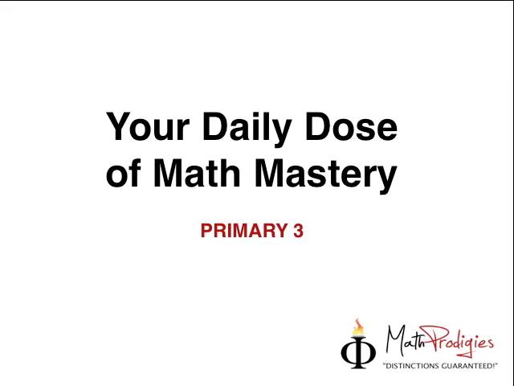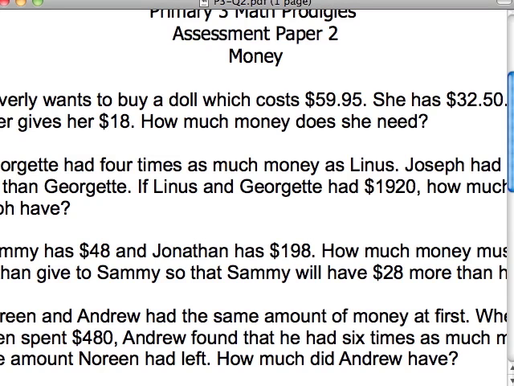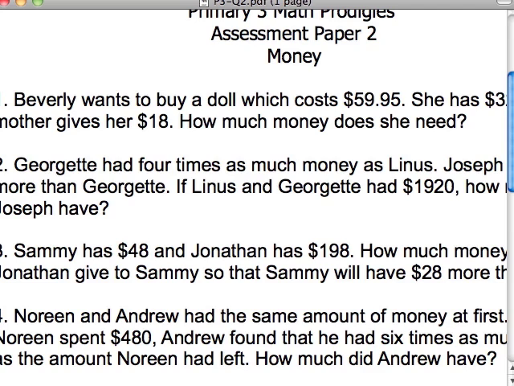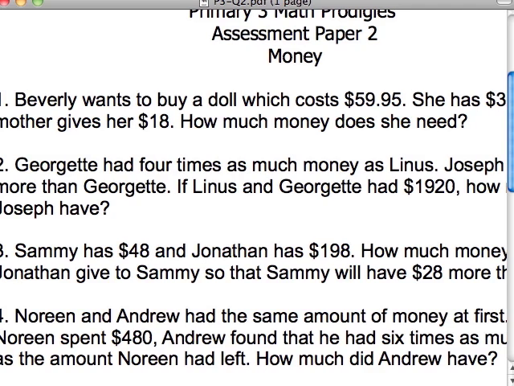Okay, so yesterday's question was pretty simple. We're going to move on to something a bit more tough. Let's take a look at the question. The question says that Georgette had 4 times as much money as Linus. How many times? 4 times. If Georgette had 4, that means Linus had how much? He had 1. Okay, good.